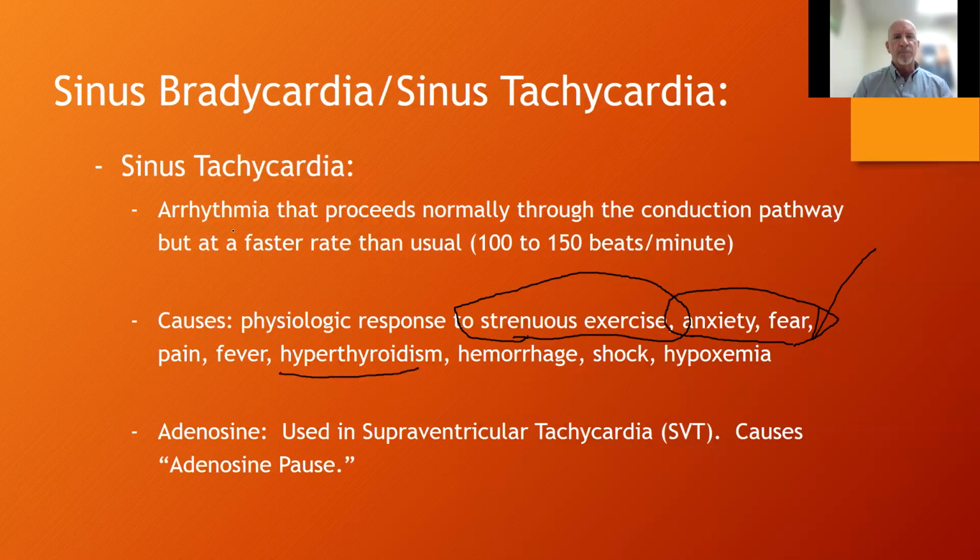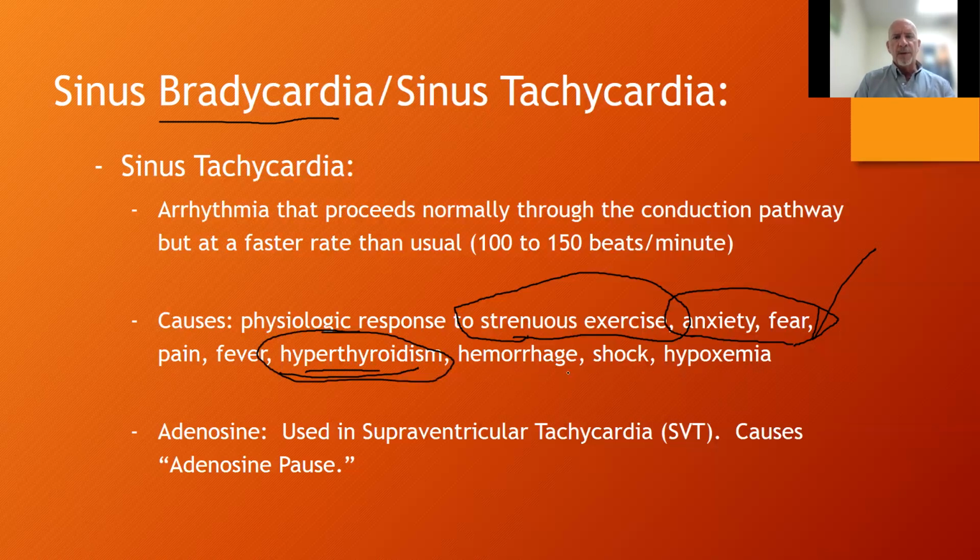Hyperthyroidism, you noticed on the previous slide, bradycardia, hypothyroid. Thyroid controls your metabolism. If it's low, your metabolism is slow, your heart's slow. If your thyroid is putting out too much thyroid hormone, it speeds up your metabolism and your heart gets faster. That's why hyperthyroid people are usually skinnier, because their metabolism is so fast.